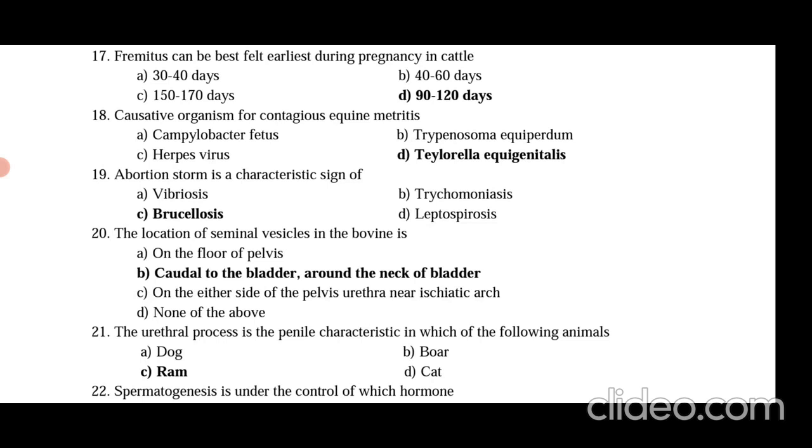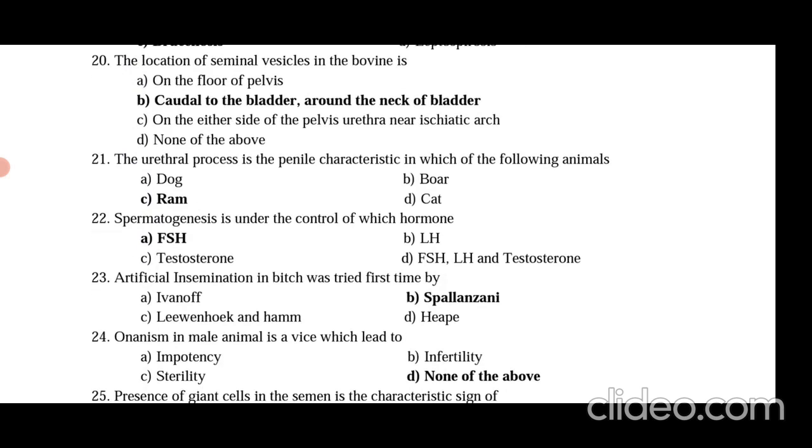The location of the seminal vesicle in the bovine is caudal to the bladder, around the neck of the bladder. The urethral process is the penile characteristic in which of the following animals?